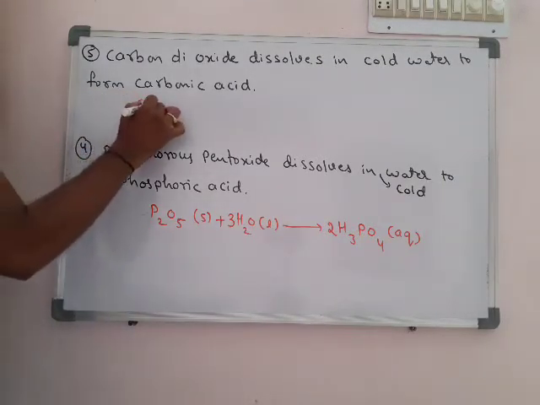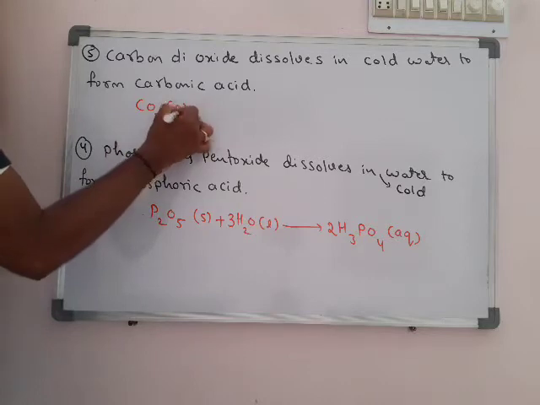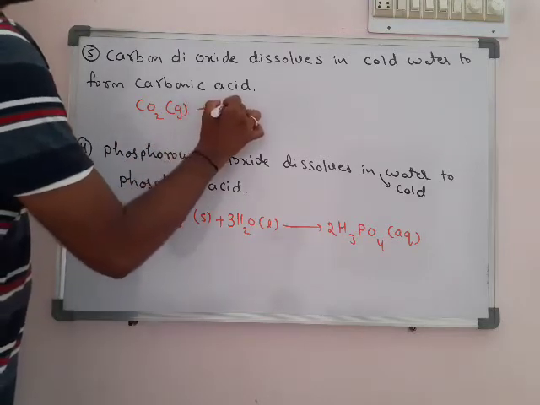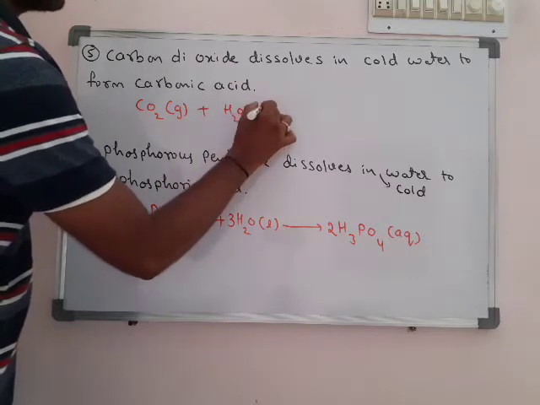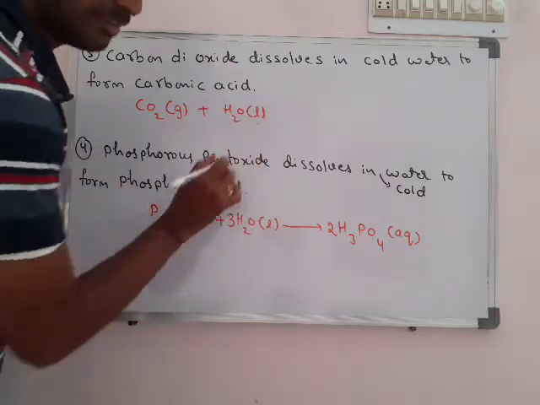So carbon dioxide, we know it's in gaseous form. It reacts with water, so that is the liquid state. We know that in brackets we are writing their physical states.